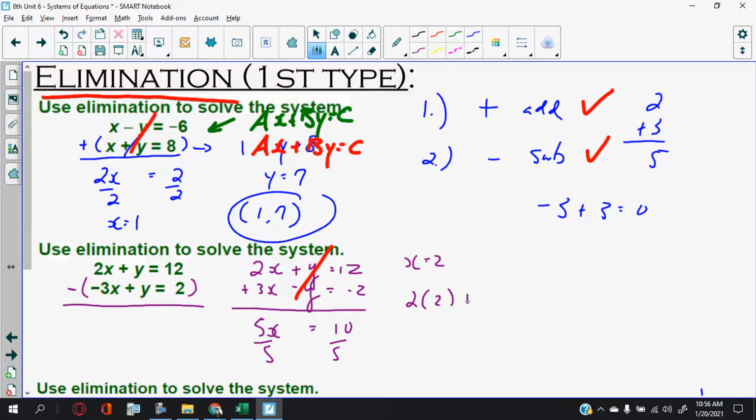And now I'm going to substitute into the first one. So 2 times 2 plus y equals 12. 4 plus y equals 12. So y is 8. So the solution is (2, 8).